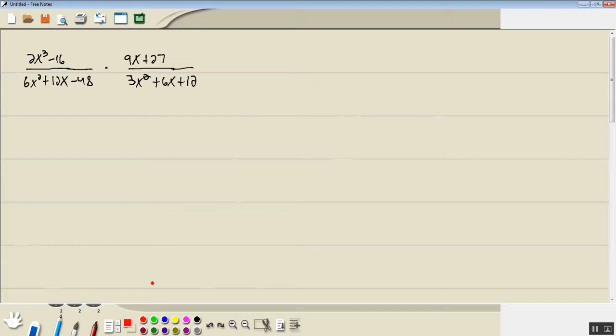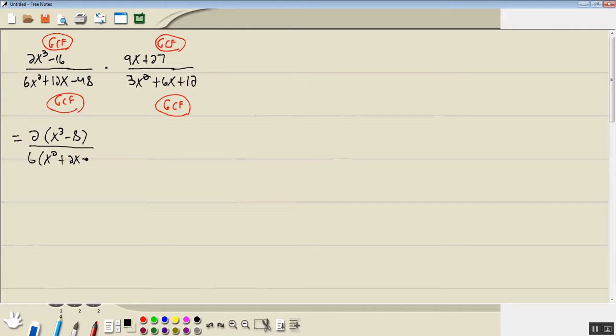So we need to factor everything first. Now all of these appear to have GCFs. Both those are divisible by 2. These are all divisible by 6. These are both divisible by 9. And these are all divisible by 3. So let's do that first. Here I'll factor 2 out, and that gives us x to the third minus 8. Here I'll factor 6 out, and that gives us x squared plus 2x minus 8. This one I'll factor a 9 out, and that gives us x plus 3. And here I'll factor 3 out, and that gives us x squared plus 2x plus 4.